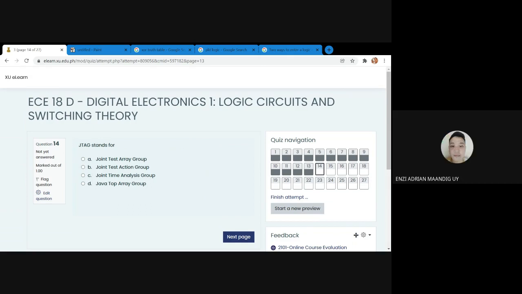Joint test action group. I think it's B, sir. B, joint test action group. Okay, joint test action group.